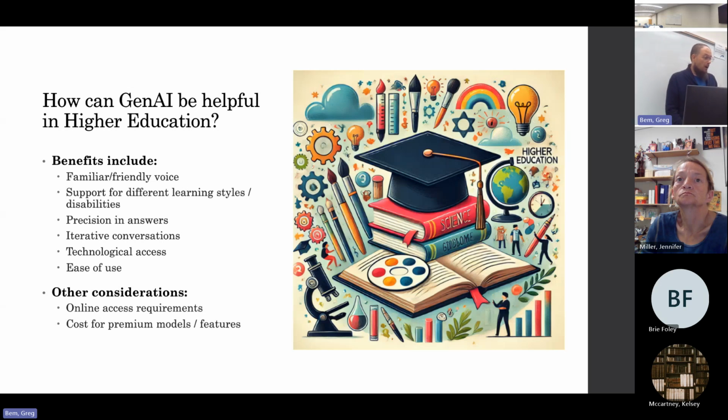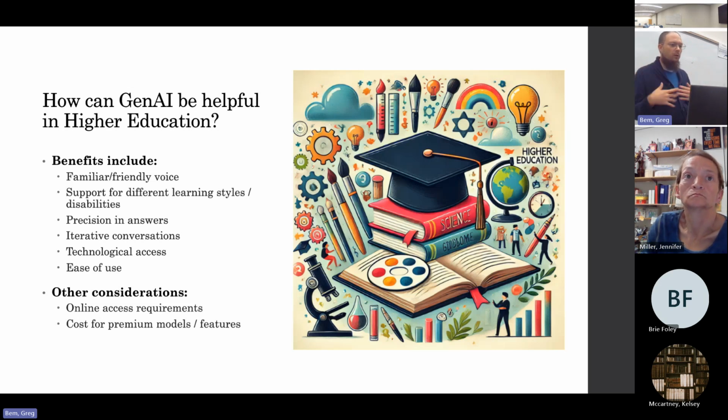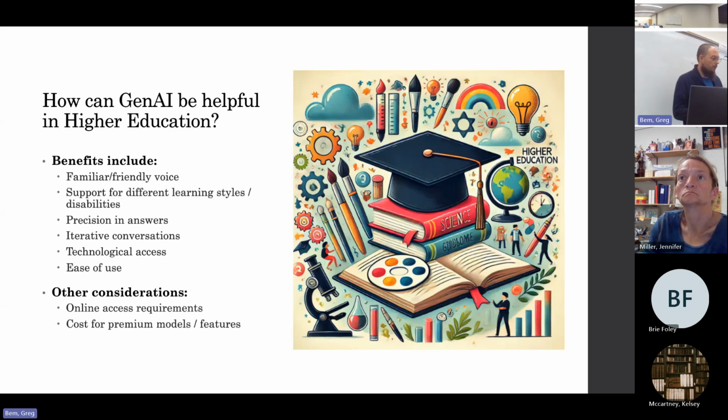Technological access. This is just another form of technology that is helping streamline our access to information. In the same way search engines and various databases have helped us in the past, now we're seeing more access through GenAI. And ease of use. These tools are typically easy to use. Even though we do offer trainings, anybody can really jump in, create an account, and start exploring on their own without any formal training, just to experiment and play around.